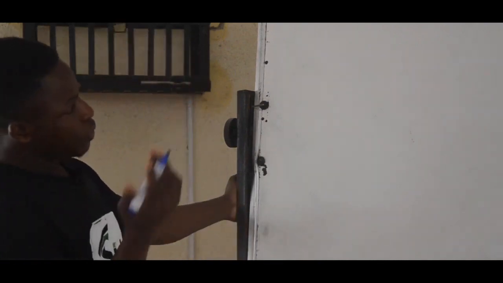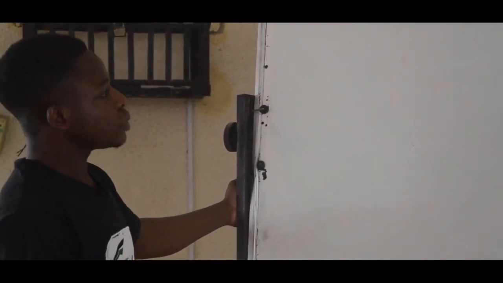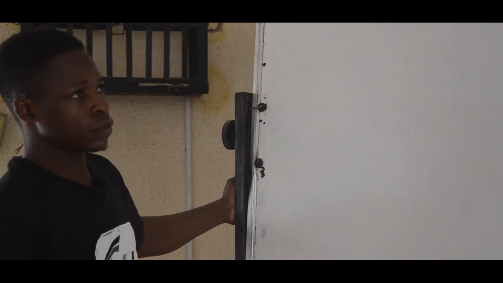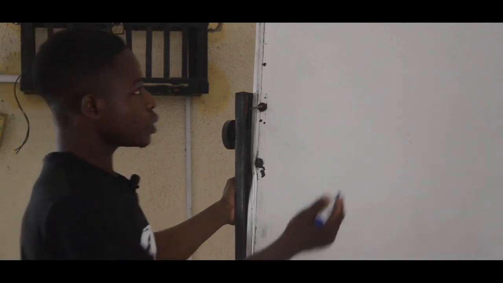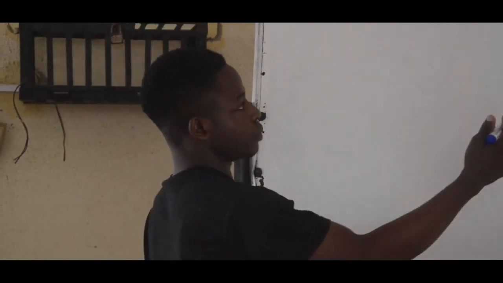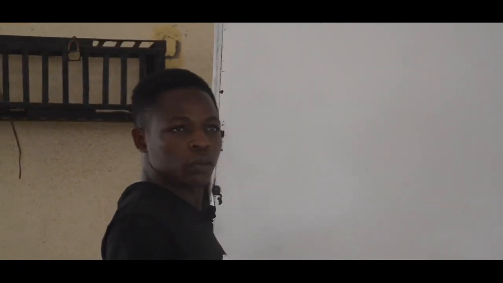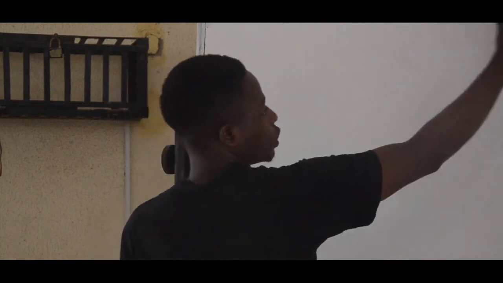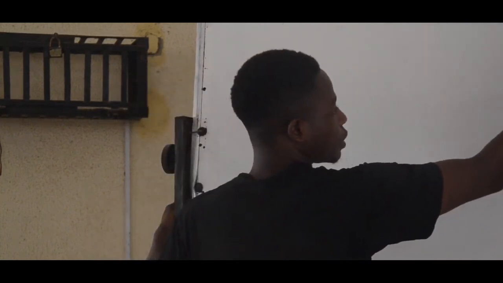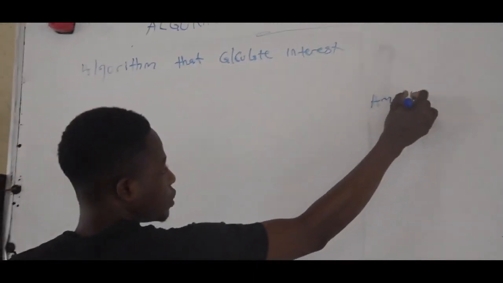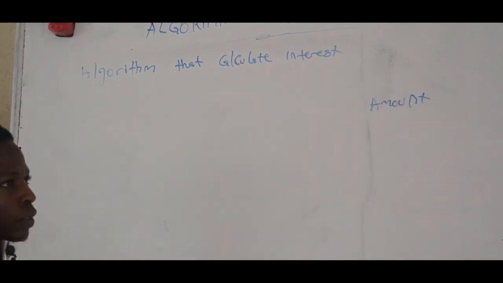So in solving this, you have to first understand how to calculate the interest. It's very simple. There are some tools that you need. First, your mother needs to go to the bank and deposit a certain amount of money. That means your mother is saving money.